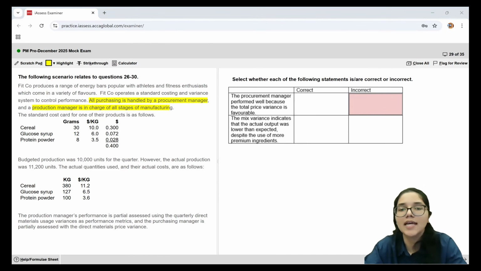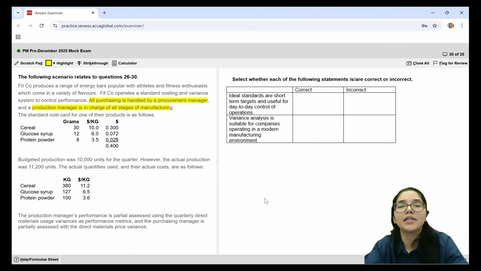Then if you talk about the second statement, the mix variance indicates that the actual output was lower than expected despite the use of more premium ingredients. Now, if you talk about the output that was there because of the input, that is not the mix variance, rather that is your yield variance. So this also cannot be my answer.